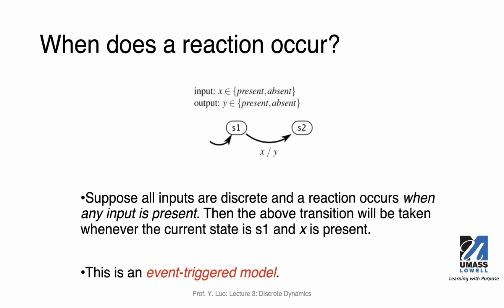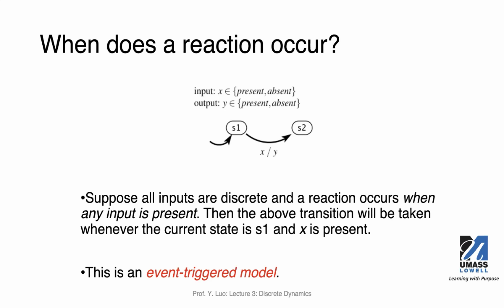We have an input signal X, which takes values present, absent, so it's a pure signal. The output is Y, also takes two possible values, as itself is also a pure signal. And we have two states, S1 and S2. S1 is the initial state, and we have a transition from S1 to S2, and we have a label X/Y.